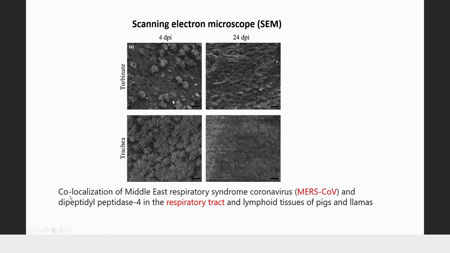Okay, this study showed the co-localization of the MERS virus and the receptor probably in the respiratory tract and the lymphatic tissues of animals. Okay? This is scanning electron microscopy, just looking at the superficial, the surface of the organ.